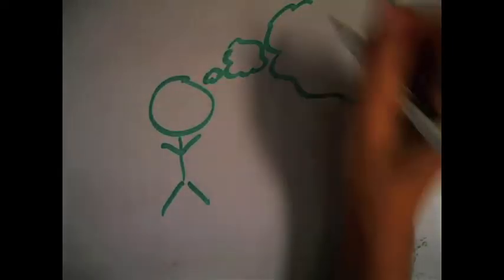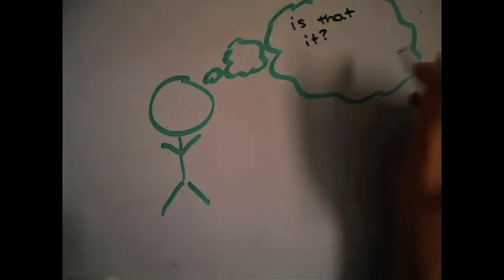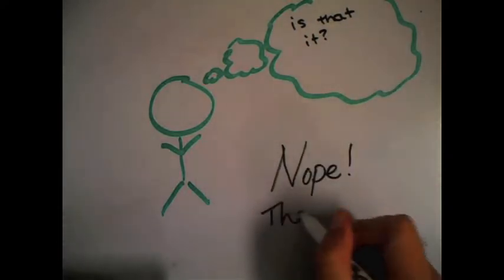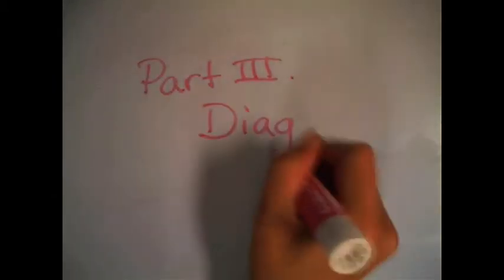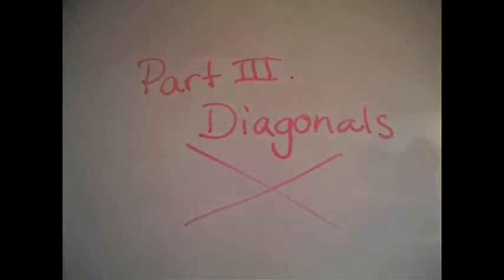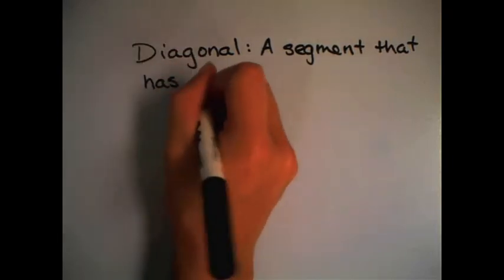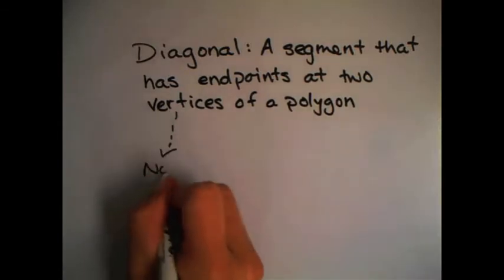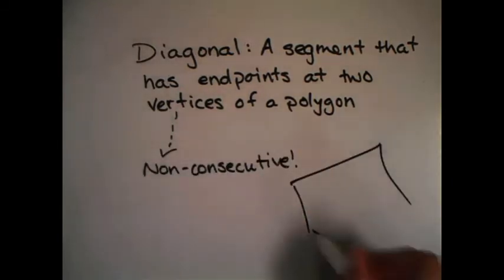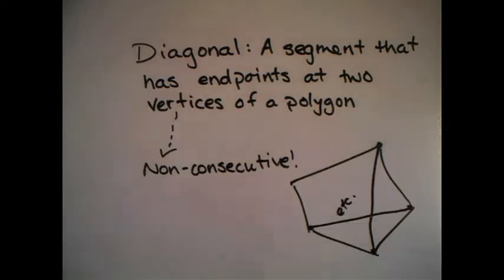But wait, you might be thinking, is that it? No. There is more to the rectangle. We're going to talk about diagonals. But first, you might need a definition for diagonal. A diagonal is a segment that connects, or that has endpoints, at two vertices of a polygon, and those vertices should not be next to each other. So there's an example on a pentagon.